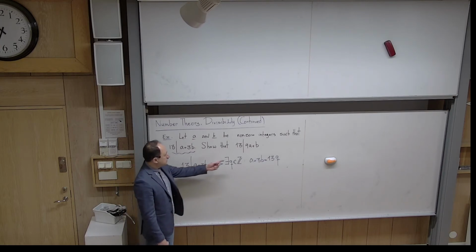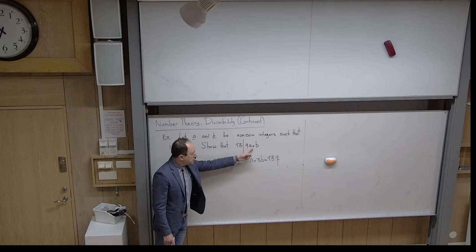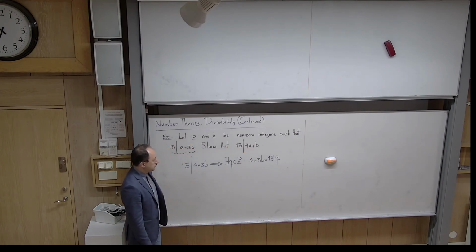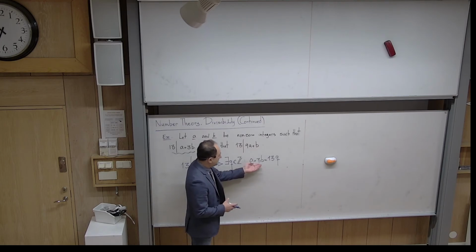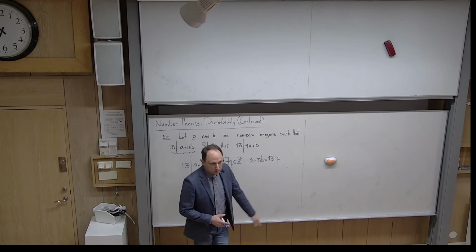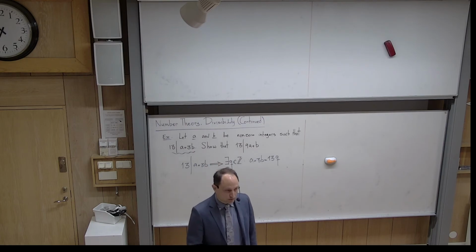Then I want to say something about this combination 9A plus B. So you need to ask yourself and remind yourself about your math knowledge so that you are able to go from here to there. So you see that this relation is related to this combination, A plus 3B. But what do I need? I need this combination. Okay, now I want to hear from you. So what do you think I should do?